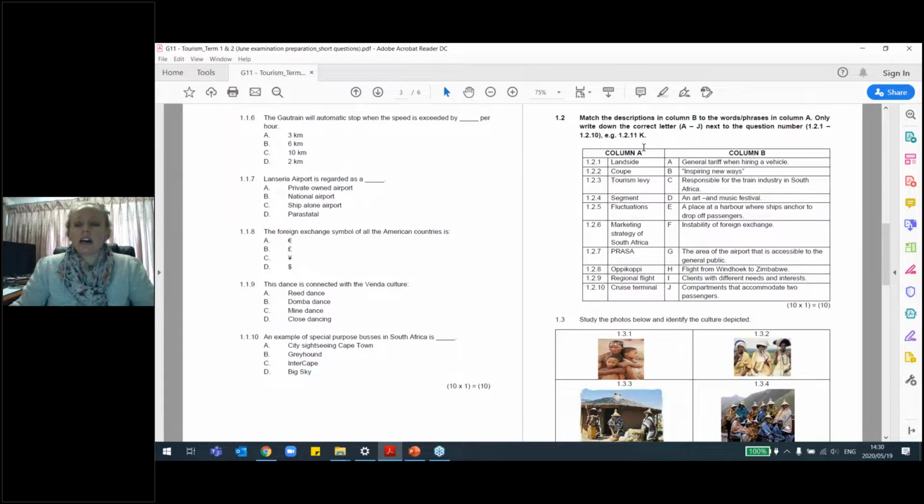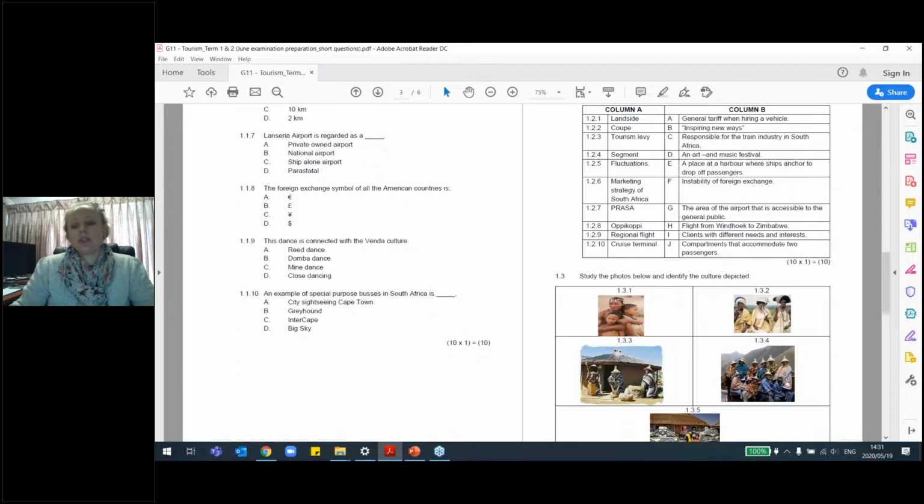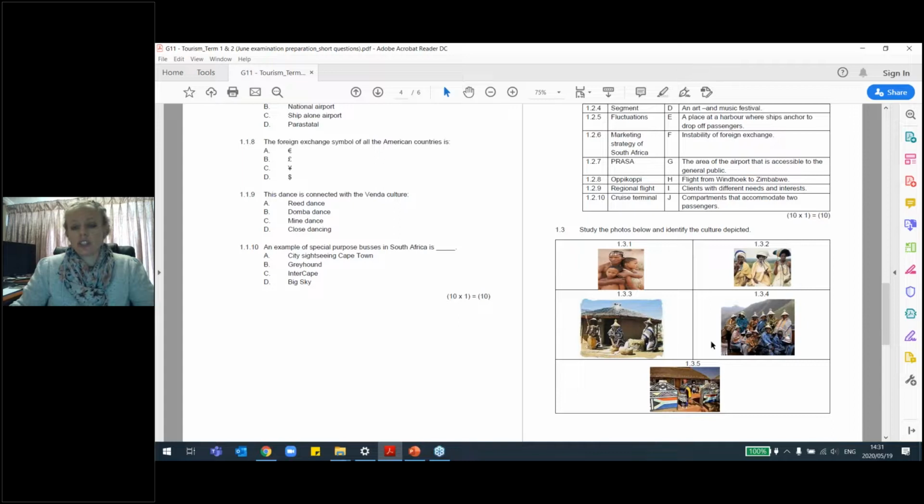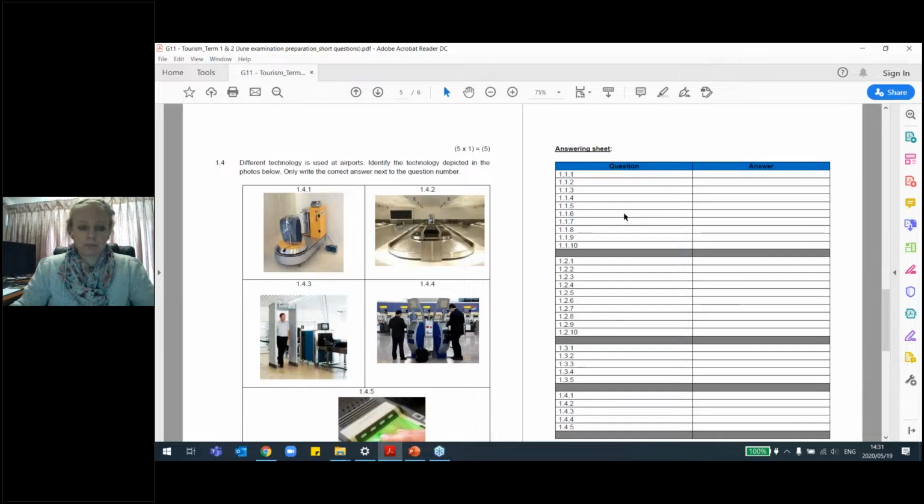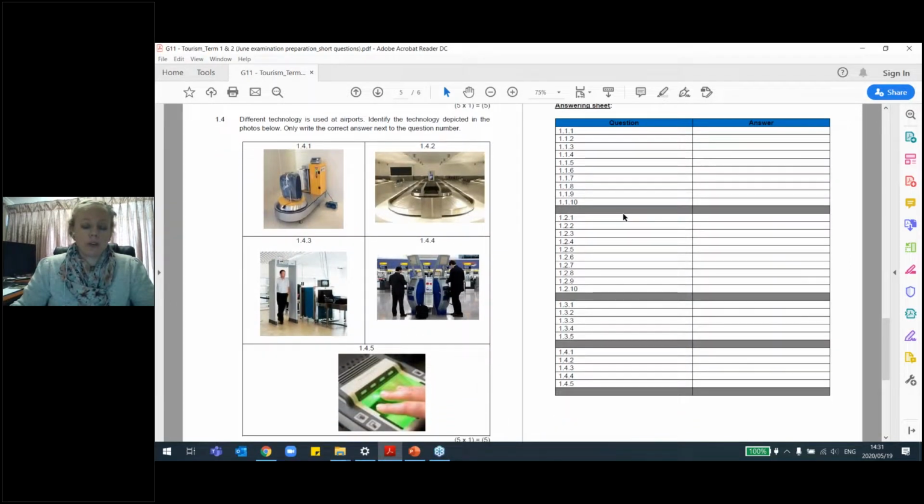Then you can get a question like match column B to column A. So here they've given you some terms and you must match it to the description. Question 3, because we have dealt with cultural heritage, they can give you a picture of the different cultures and they can ask you to identify each of the cultures as per the picture. And then question 1.4 deals with term 1 work, especially with your airport technology. So then you must just identify the technology that is portrayed or depicted by the pictures.